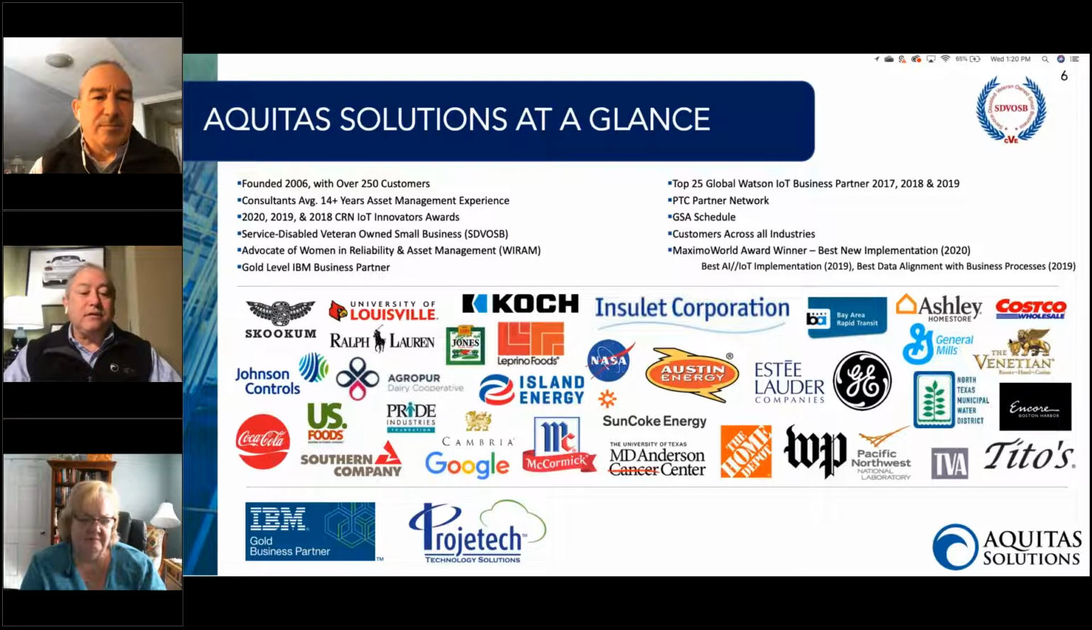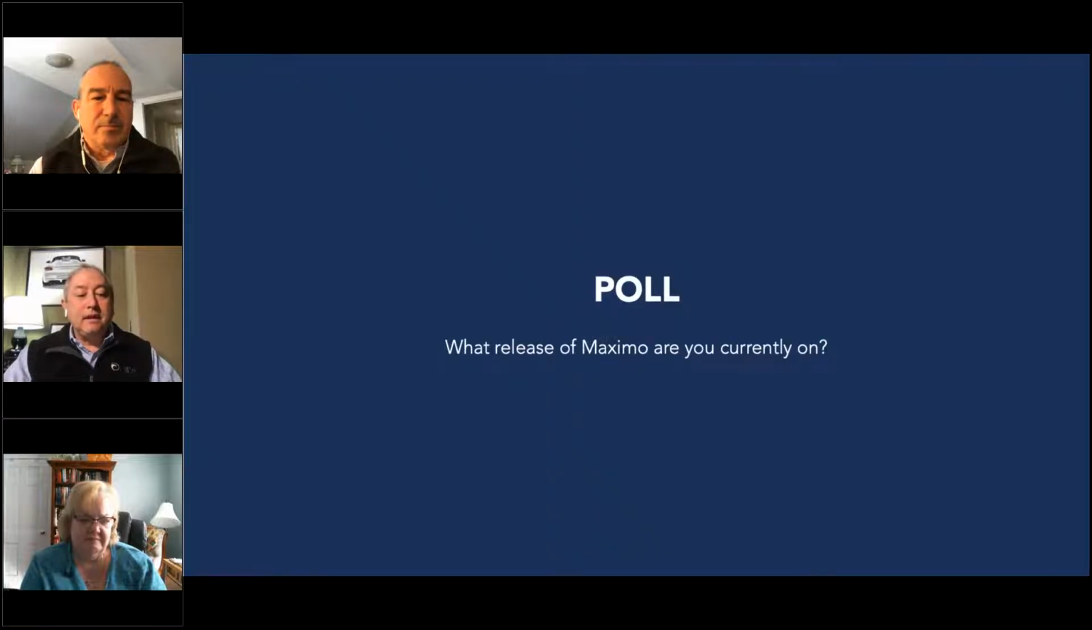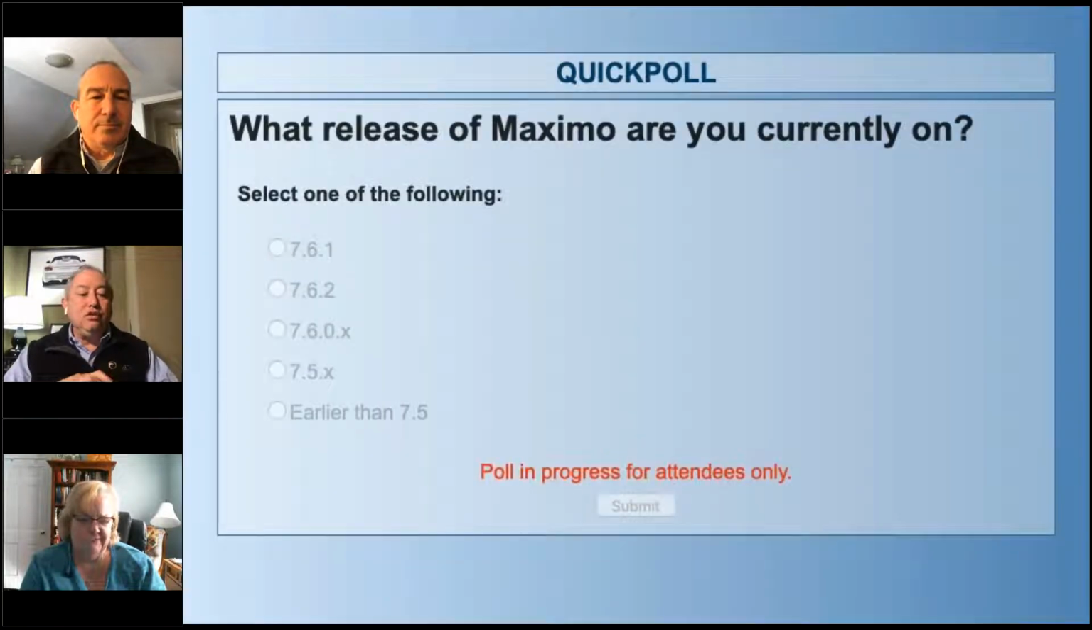Let's just level set for Dave and Kim, if you will. We're going to do a poll, and I'd like you to let us know what release of Maximo you are currently on. Are you on 7.6.1, 7.6.2, 7.6.0, which could be trouble, 7.5, or earlier than 7.5? If you could fill that out. Rachel, this is where we need the music right here. But that's a lot of moving parts. So we'll let people take the poll. We'll give them another 30 seconds.